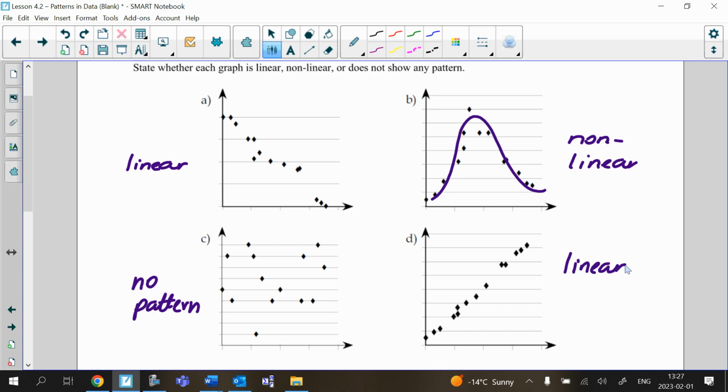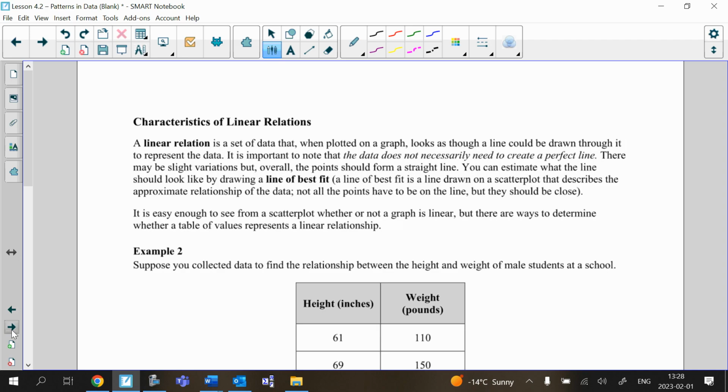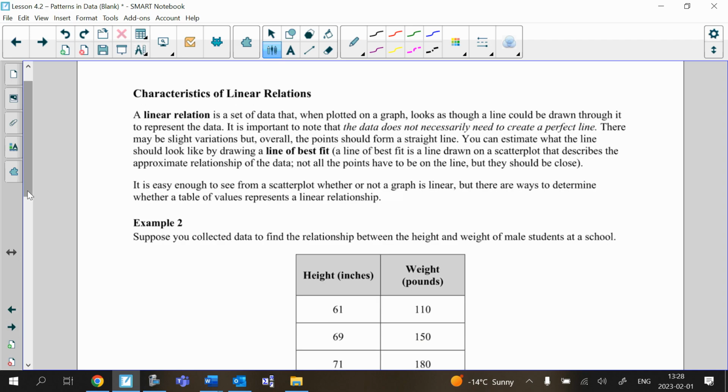We're going to focus on the linear. We're going to look at various examples in real life that form linear relationships, or that we can make into a linear relationship. So what's a linear relationship or a linear relation? Well, if we plot it on the graph, it looks as though a straight line could be drawn through it. And that does not mean it has to go through every point, and that's really important to note.